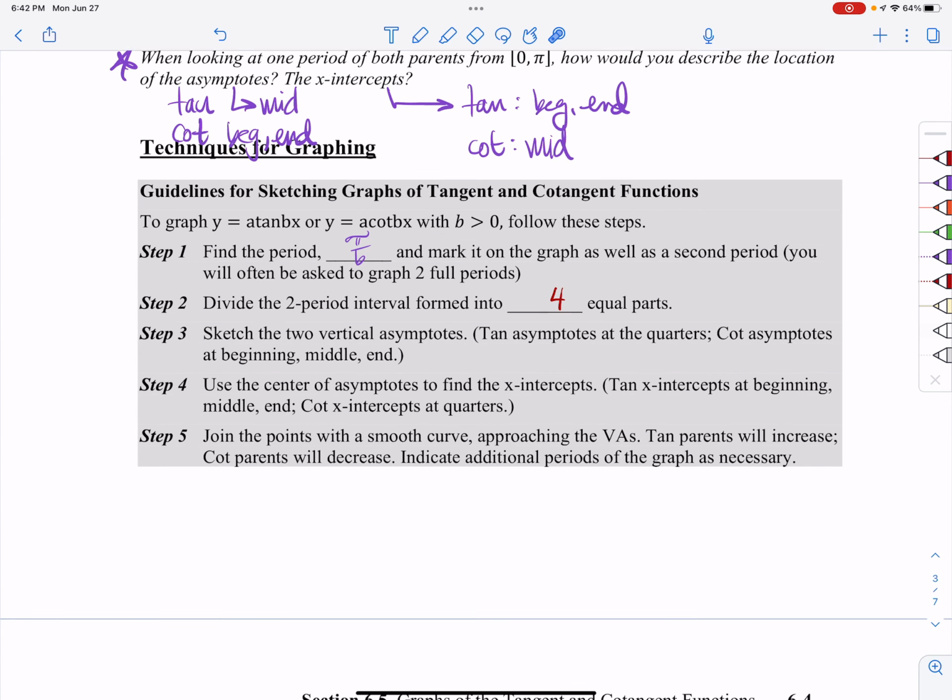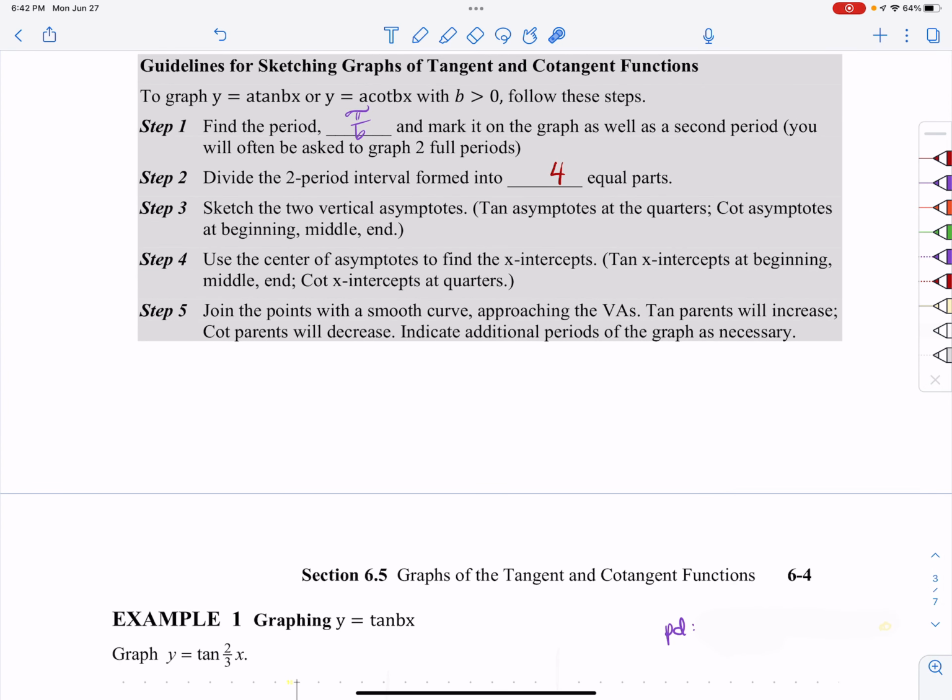Some guidelines for sketching. The first thing that you want to do is use your little formula here to find the period. So it's going to be pi over your b value, and then mark it on the graph. And then you also want to mark the second period, because usually you are asked to graph 2 full periods. Step number 2, take that 2-period interval and divide it up into 4 equal parts, similar to the way that we did for all the 4 other functions.